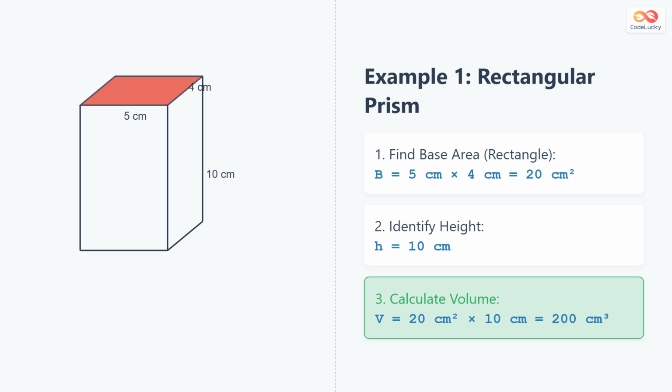Let's try an example with a rectangular prism. First, we calculate the area of the base. Here, the base is a rectangle, 5 centimeters by 4 centimeters, so the area is 20 square centimeters. The height is 10 centimeters. Multiplying 20 by 10 gives us a volume of 200 cubic centimeters.